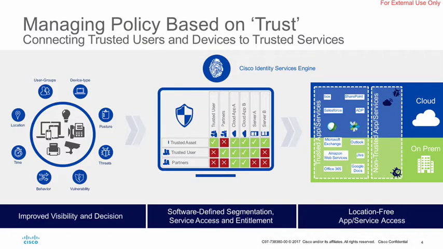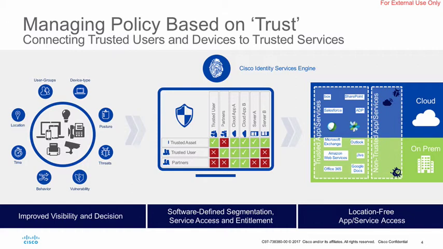So what we're doing here is we're managing policy based upon trust, right? So ICE provides the improved visibility and decision-making of the endpoints that are connecting to your network in terms of the device type, where that device is accessing the network from, what time they're accessing the network, what the vulnerability information looks like, what the threat information is, posture assessment, et cetera.